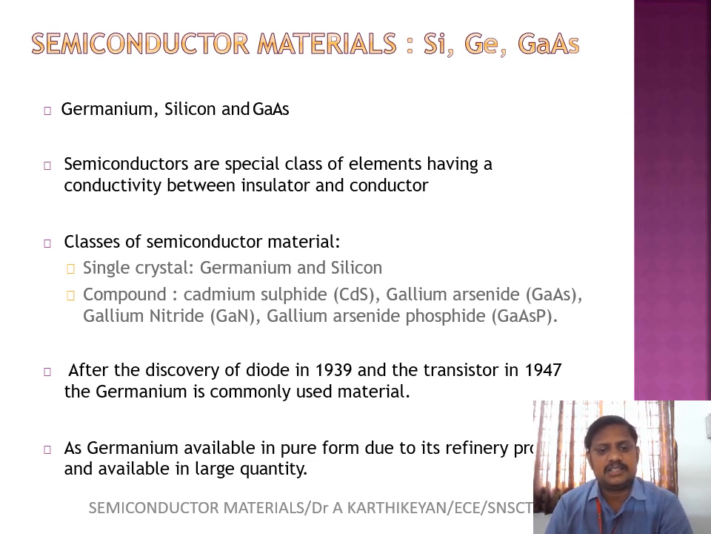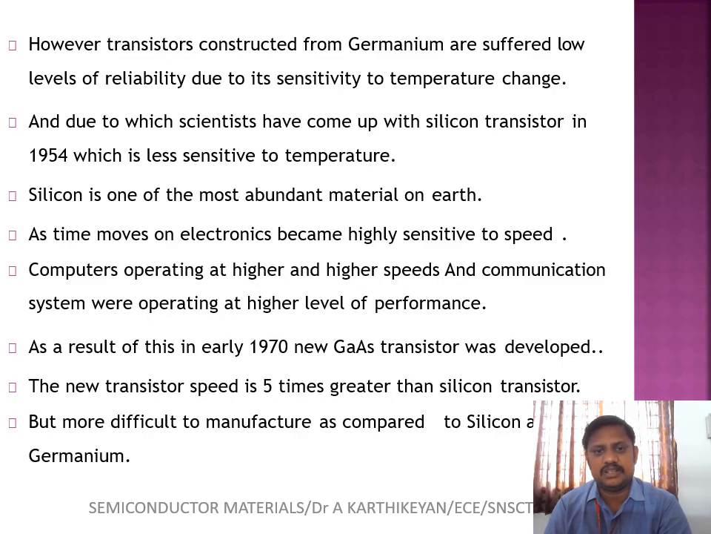Mainly the single crystals are germanium and silicon, and the compounds include gallium arsenide, GaAs, gallium nitride, GaN, and gallium arsenide phosphide, GaAsP. After the discovery of the diode in 1939 and the transistor in 1947, germanium was commonly used, and germanium is available in pure form due to refining and availability in large quantity. So this is the main thing about semiconductor materials.